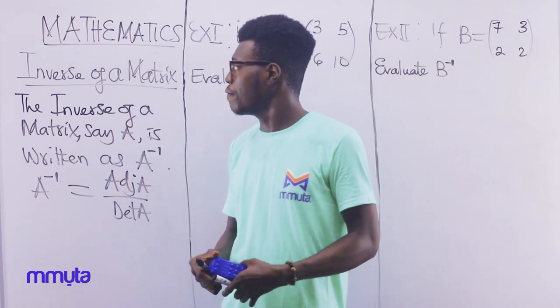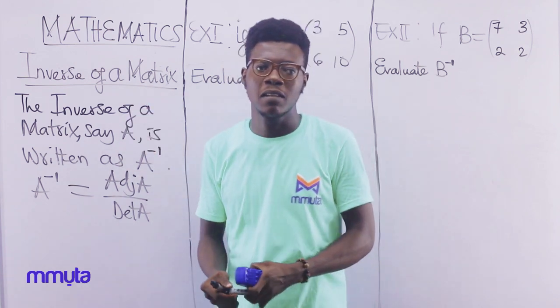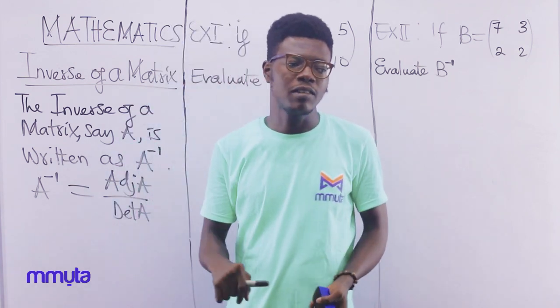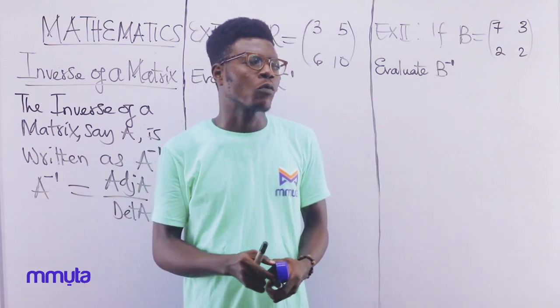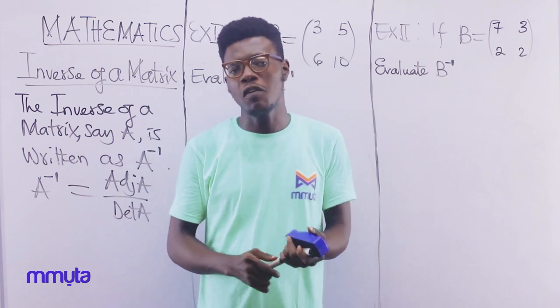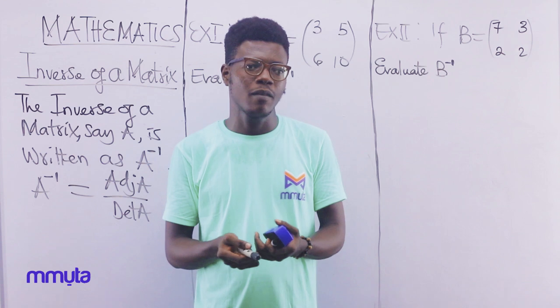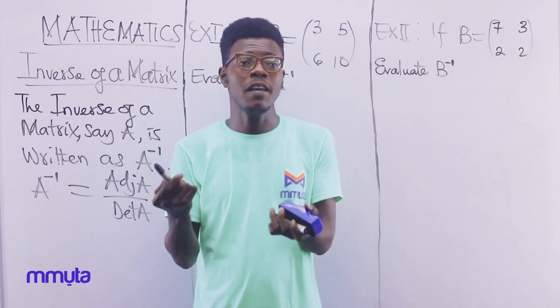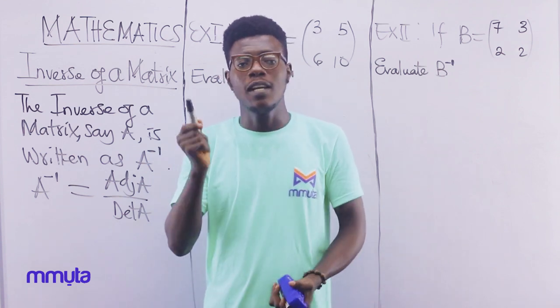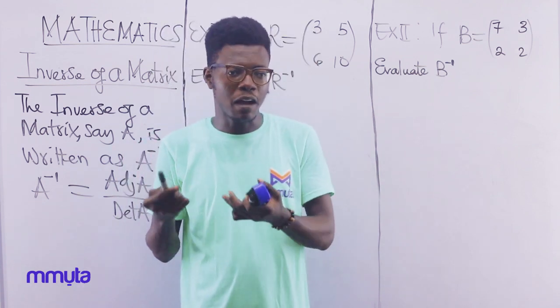On the board we have the inverse of a matrix, and our subject is mathematics. How do you find the inverse of a matrix? Look at it this way. We have the multiplicative inverse of a number. For you to find the inverse of a number, what do you do? We say 1 over that number. The multiplicative inverse of 2 is 1 over 2. The multiplicative inverse of 4 is 1 over 4.